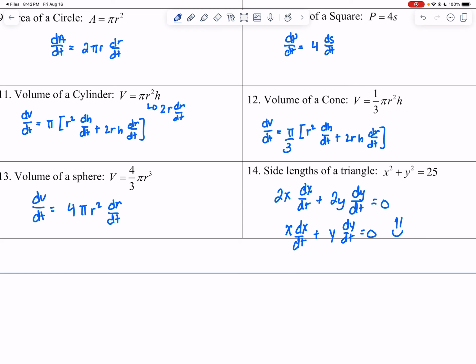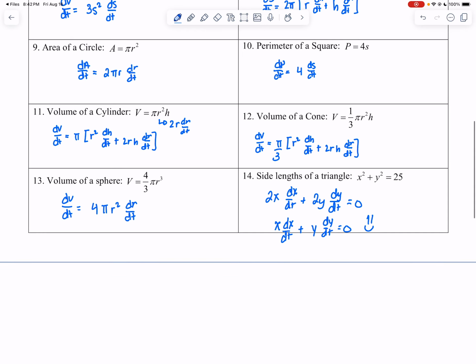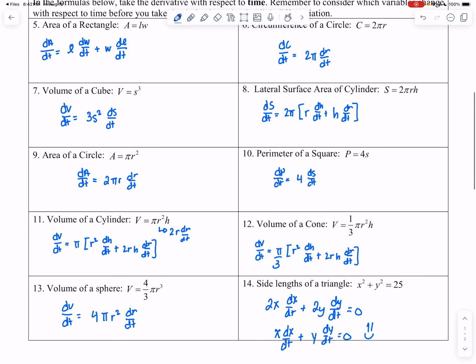All right, so that was just a quick review of implicit differentiation with a couple of formulas that you should know by now. In the next video, we are going to talk about related rates and how some of these formulas connect with related rates.